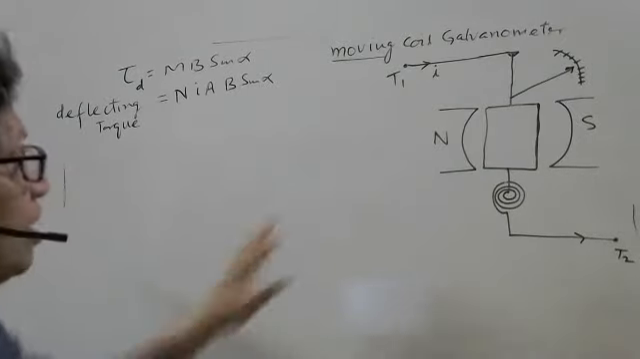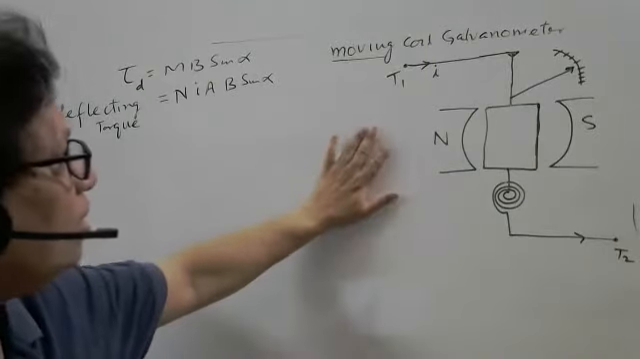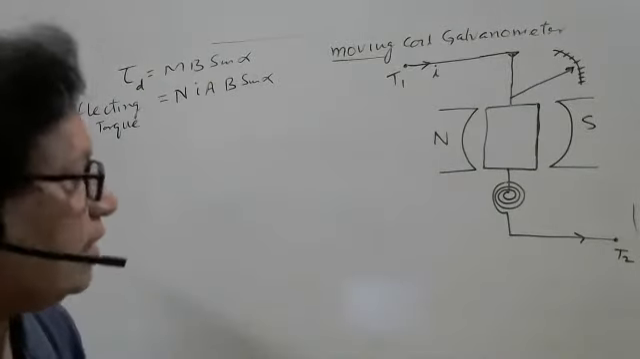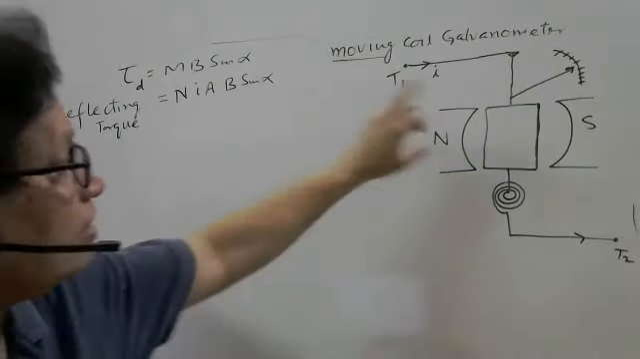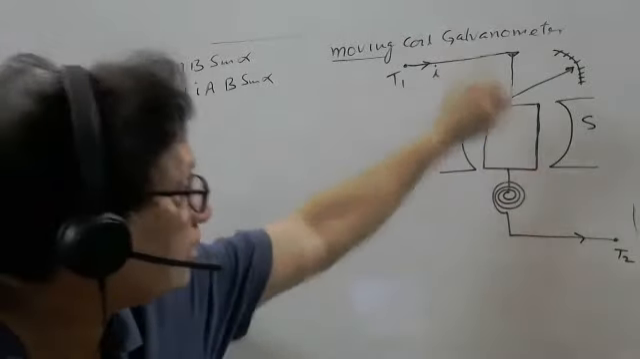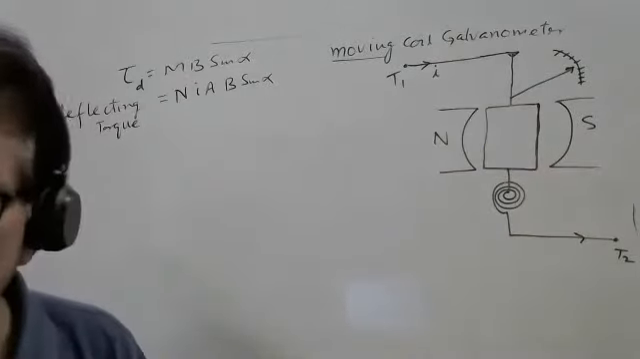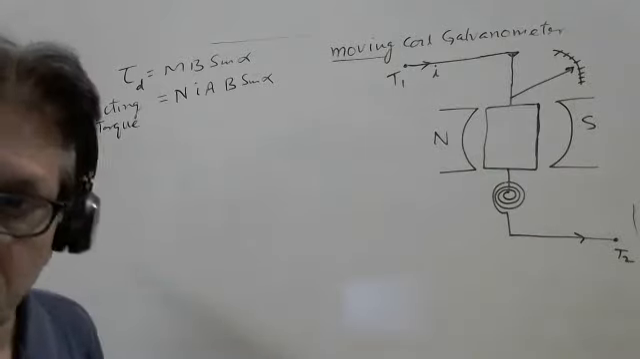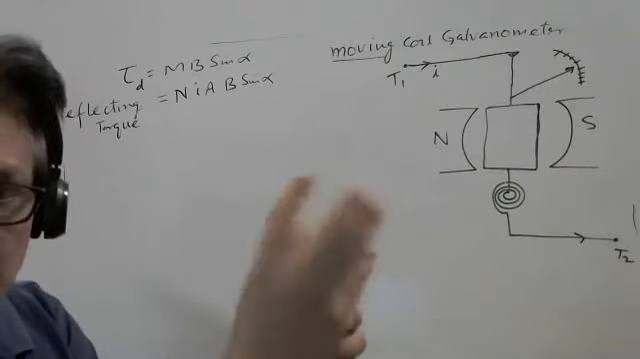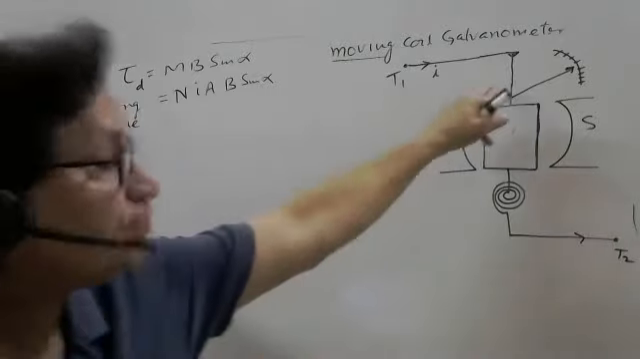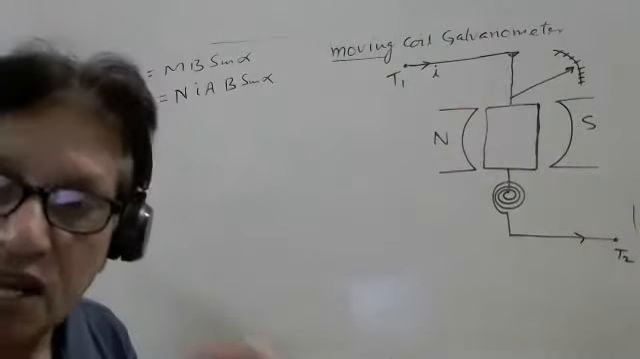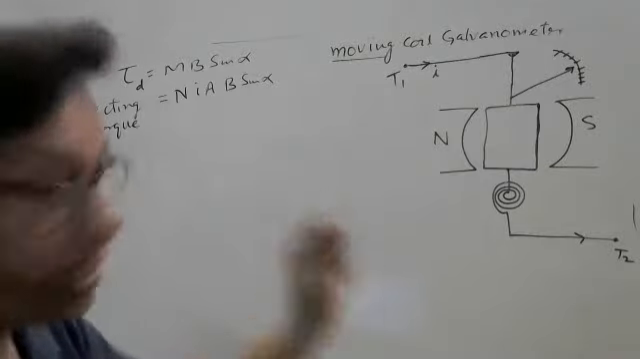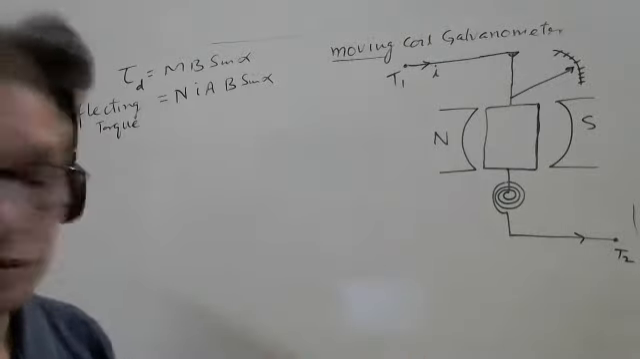Okay. So here, this was the moving coil galvanometer, and deflecting torque acts whenever current is flowing through this coil placed in external magnetic field. Now, as it rotates, a different torque acts on it. That is called restoring torque.